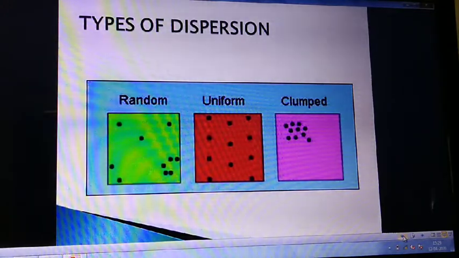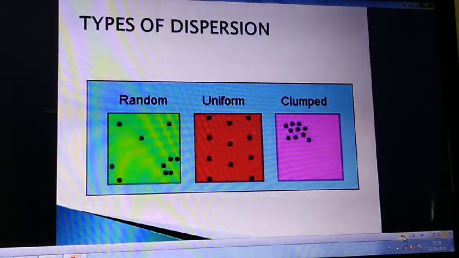Clumped means some patches are more dense and some are lesser in number of individuals. This includes a random phase.